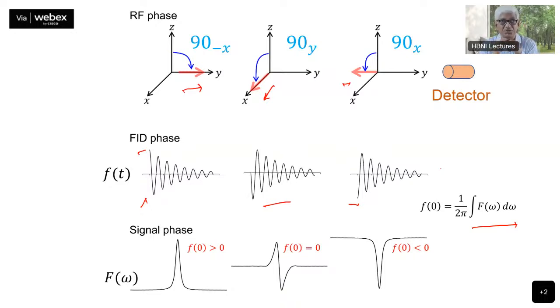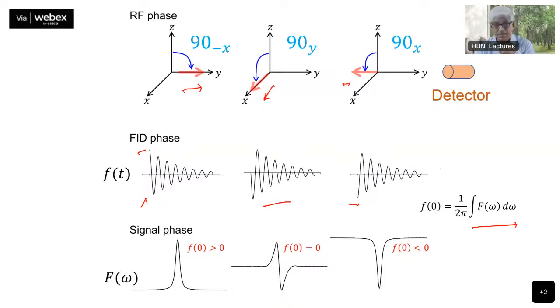Now the second case, F of 0 is equal to 0. Okay, this is the sine function. When we have the sine function as the FID decaying, now F of 0 is equal to 0. Therefore, the integral of this spectrum has to be 0. That already indicates to you that this is the dispersive signal. This also I mentioned to you in the previous slide.